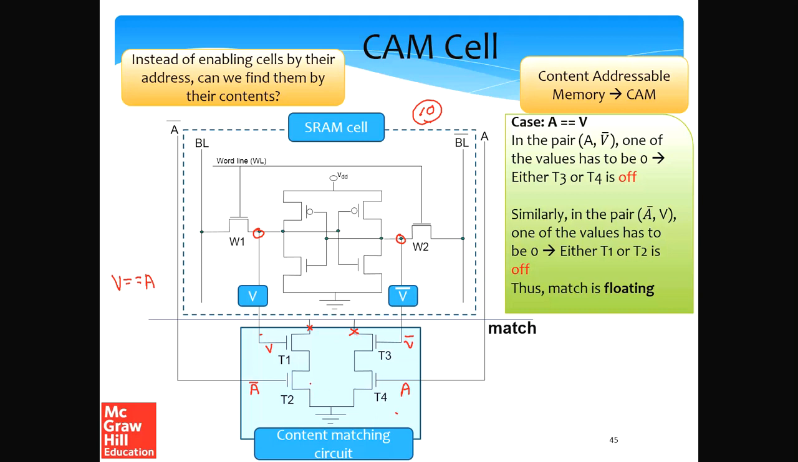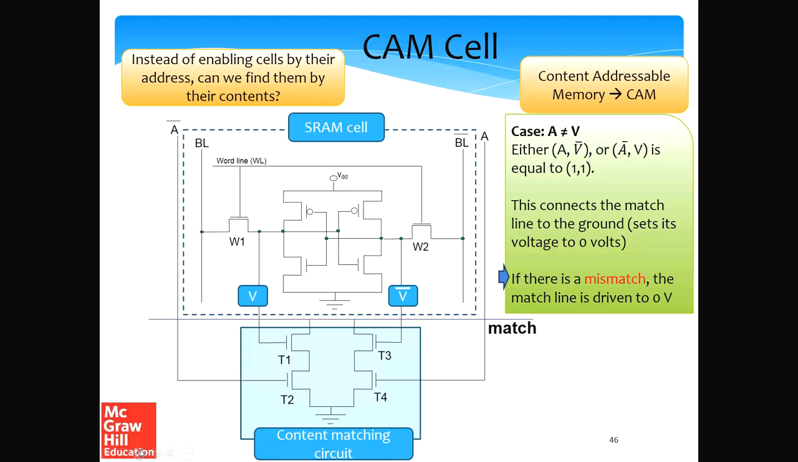So this is what we get to find, just to summarize, that when A is equal to V, the match line will be disconnected from the ground terminal. Fine. So let's see what happens when A is not equal to V. So when A is not equal to V, let's see what is the case. So let's assume what we claim is either A comma V bar or A bar comma V is equal to 1 comma 1.